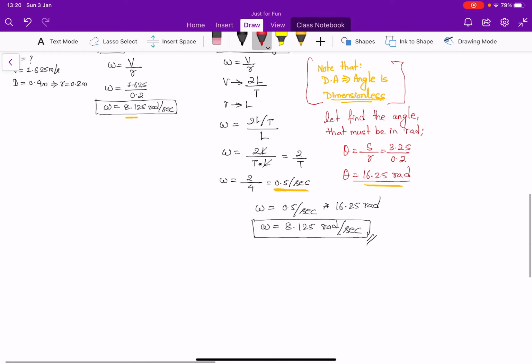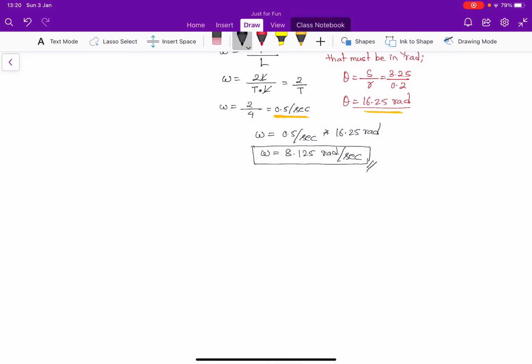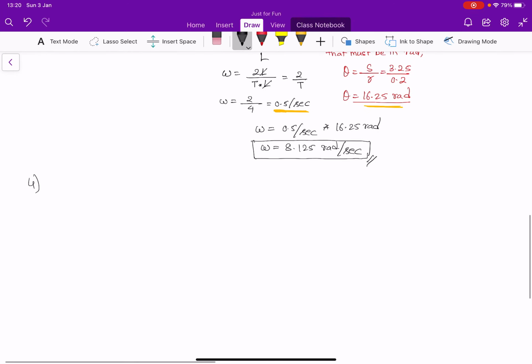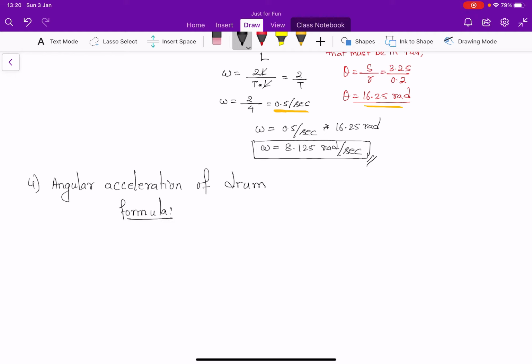Number 4 now, which is what we have to find now: the angular acceleration of the drum. So again, we're going to use the formula on this side, and we're going to use dimension analysis on this side.